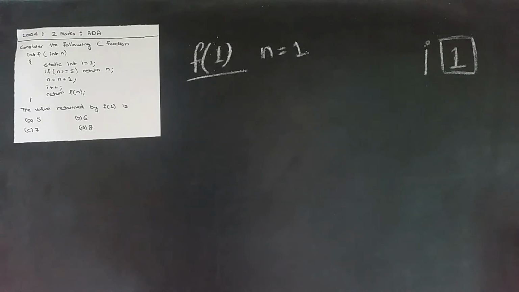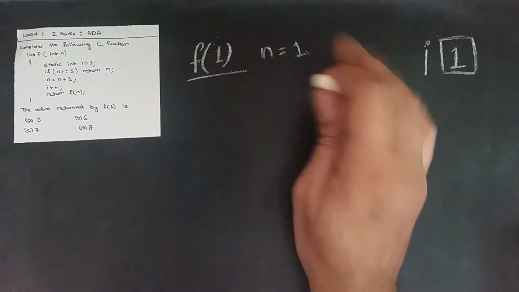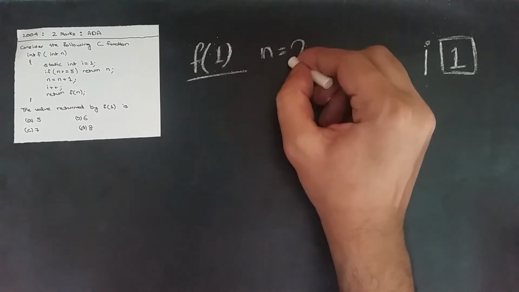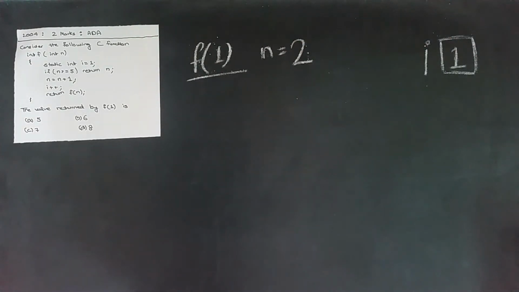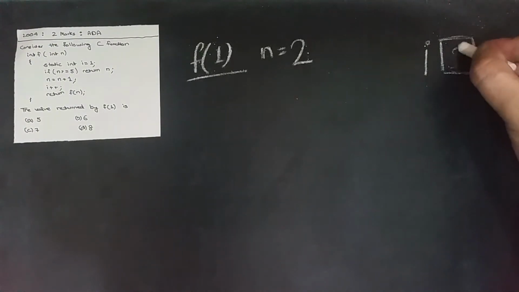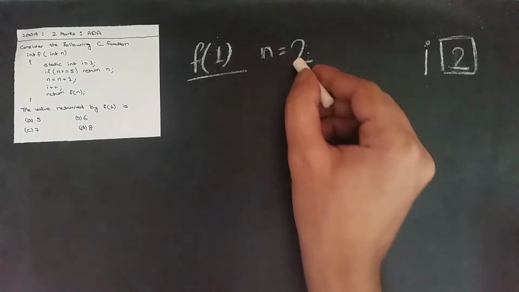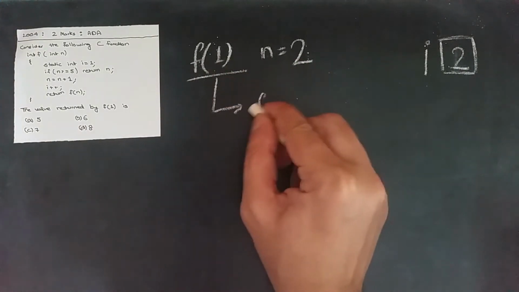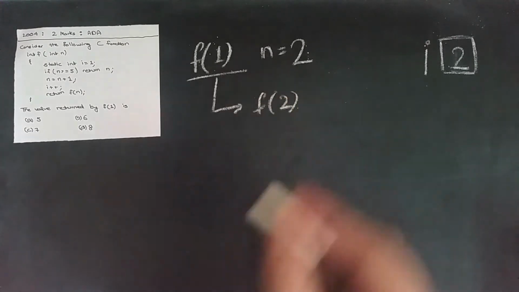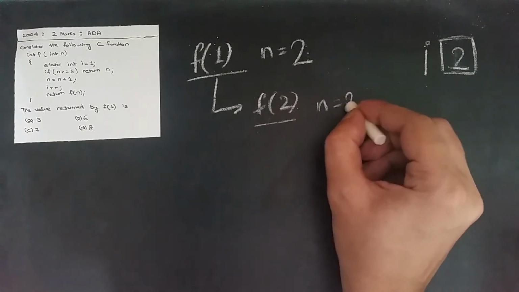Now it says that if n is greater than or equal to 5, return n. It is 1, so we won't return. We'll go to the next statement, which says that n is equal to n plus 1, so we'll increment n to 2. Then I will also be incremented to 2, and then return fn, so it will be returned to f2 now. And now the value of n is 2.